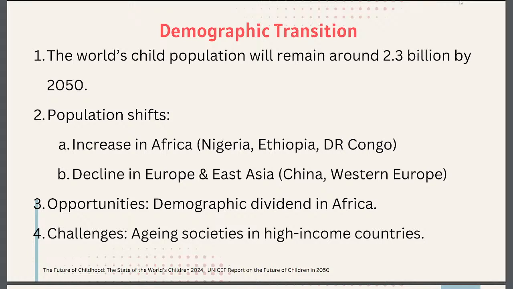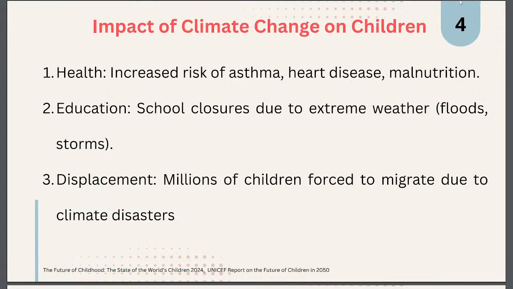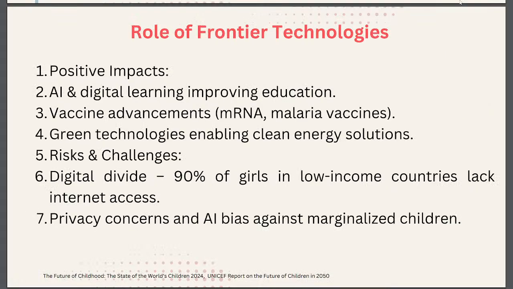There is a very interesting website, I am forgetting the name, I will share it with you next time, where you will understand how demographic trends are determined by the health that is being provided to people. And then the challenges: aging societies in high income countries, and the impact of climate change, increased risk of asthma, heart disease, malnutrition, and in education, school closures due to extreme weather, floods and storms, and displacement, with millions of children forced to migrate due to climate disasters. And the positive impacts of technology.